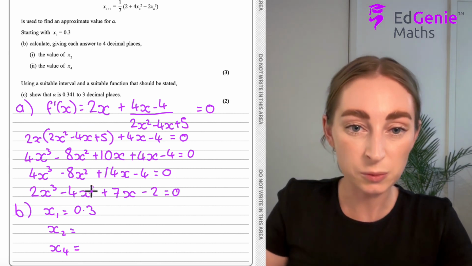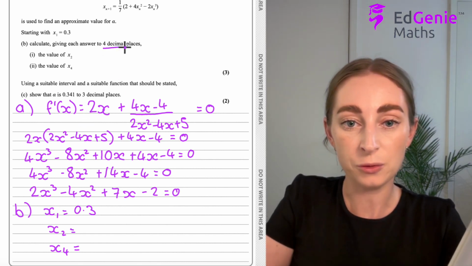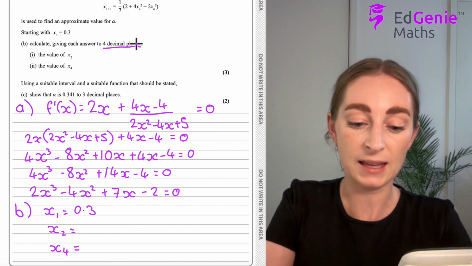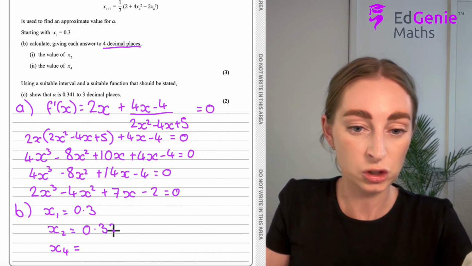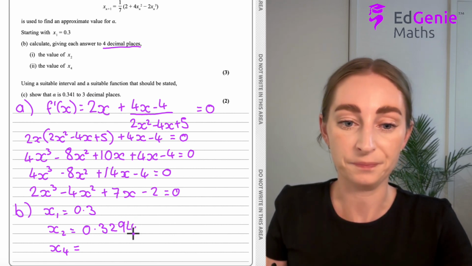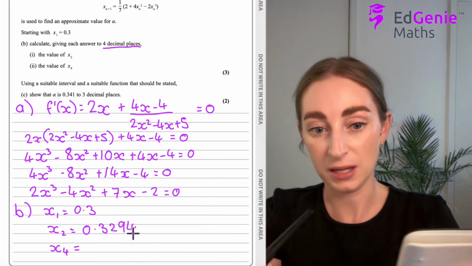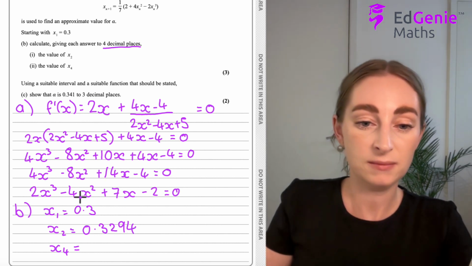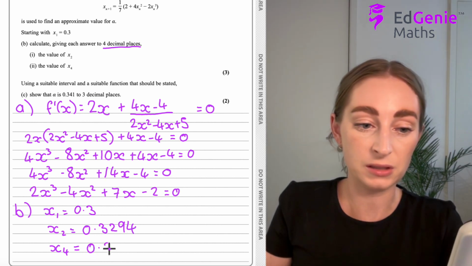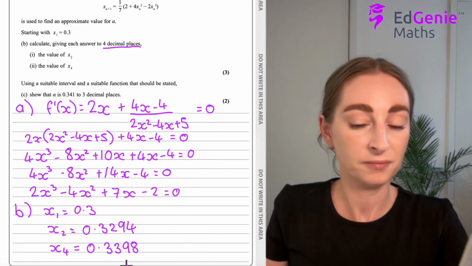So the first one, I've got a crazy fraction. This actually says 4 decimal places. So press that S to D button and I've got 0.3294. Next one, that's going to be x3, but we don't want that. Press equals again and we have got 0.3398. And that's it, done.